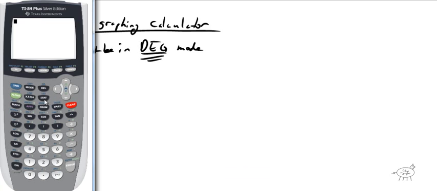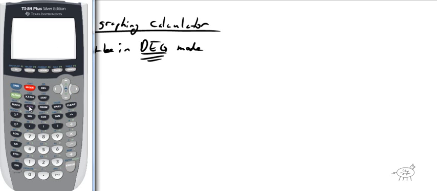The first thing you want to do is hit mode. We've done this already before in chapter 1. We cursor down here, and right now it's in radian mode. I have that on purpose. It's highlighted, so you cursor over here and make sure you're in degree mode, so it's highlighted and flashing, and then quit out of here.